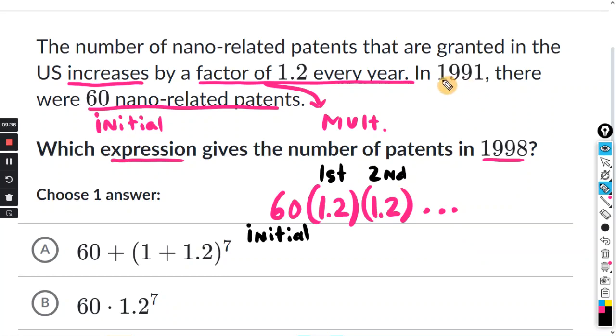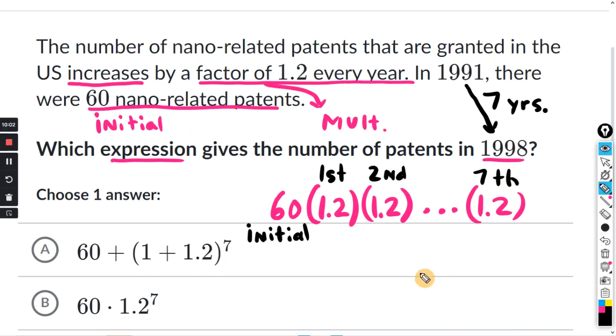Okay, so 60 is the initial. How many years are we going to do? Well, we started in 1991, and we went to 1998. So that's going to be 7 years. All right, so you keep going with the multiplication, and you're going to do the 1.2 that 7 times. So if you have 60 and you multiply 1.2 7 times, that's going to be 60, and the 1.2 is going to be to the 7th power because it's multiplied 7 times.